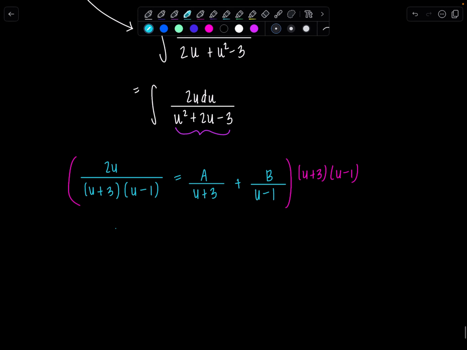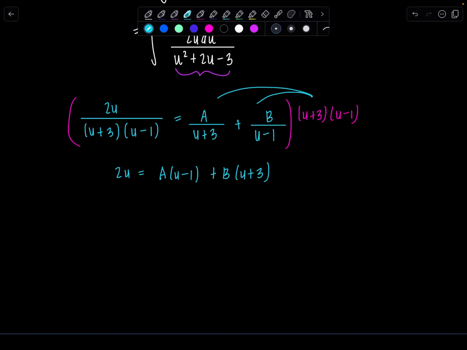And then on the left, we're just going to have 2u equals, distribute, distribute. This is A times u minus 1 plus B times u plus 3. Very good. From here, a couple ways you can solve. You can distribute everything out on the right-hand side, or you can substitute in values for u that would make each of these quantities 0, one at a time. So let's try that way. It's kind of fun. So let's let u equal 1. Then on the left-hand side, I'm going to have 2 equals A times 0 plus B times 4.